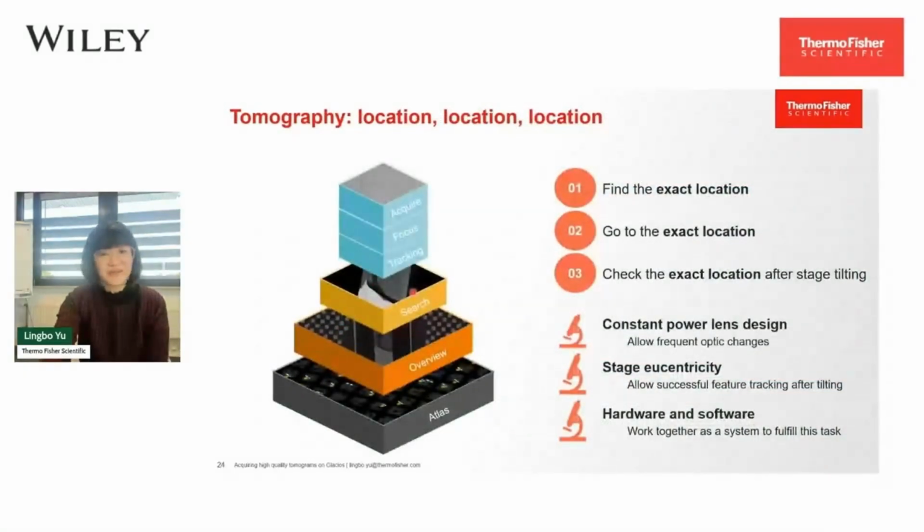And in summary, tomography is like a real estate problem. It's all about location. Find the exact location, go to the exact location, and check and refine the location after stage tilting. We have a tomo pyramid to facilitate these tasks. We have also introduced constant power lens on our microscope to allow frequent optics changes. We have stage eucentricity, which is critical for feature tracking after stage tilting. And as a system, hardware and software are working together to fulfill the task.